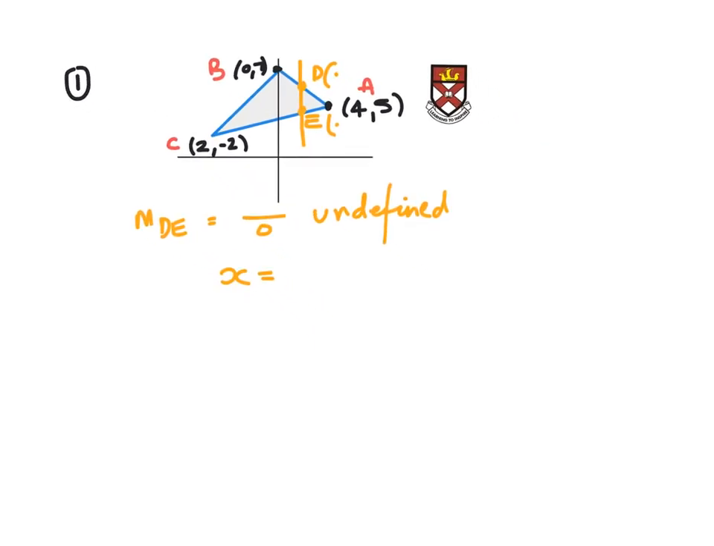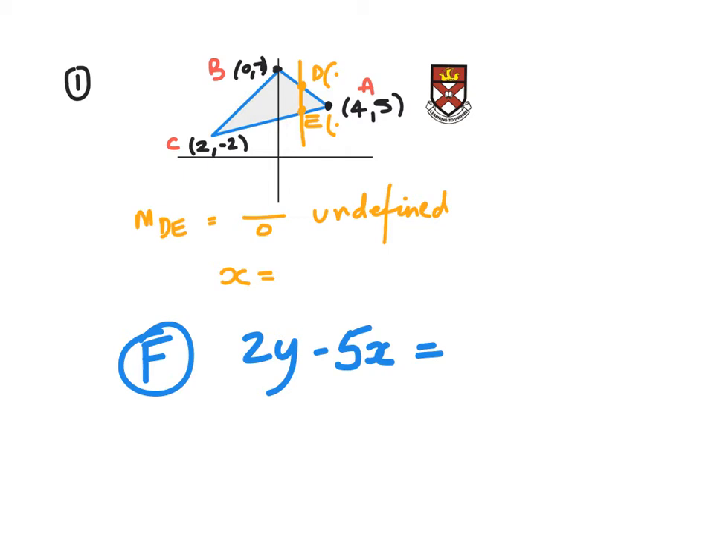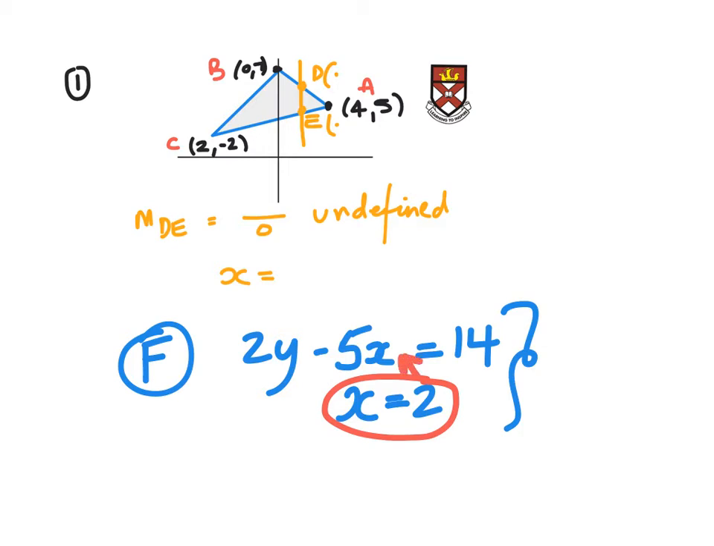Okay, so your equation of BC, to find F, let's just say it comes out to be 2y minus 5x equals 14. And let's just say your equation of DE comes out to be x equals 2. So we need to do simultaneous equations on them. You might be wondering how we do simultaneous equations on them. Well, if we already know what x is, simply substituting it in here will tell you what y is, and then lo and behold, that's just your answer.